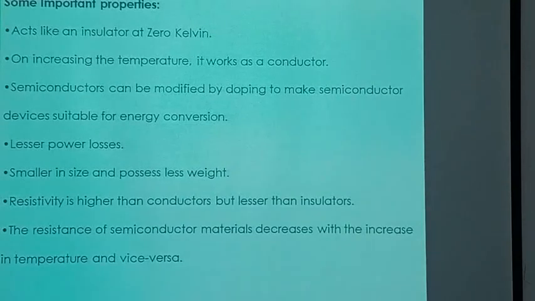So, some important properties of the semiconductor. It can act like an insulator at 0 Kelvin. On increasing the temperature, it can also act like a conductor. Semiconductors can be modified by doping to make extrinsic semiconductor devices suitable for energy conversion. It has lesser power losses. It is smaller in size and possesses less weight. Semiconductor resistivity is higher than conductors but lesser than insulators. The resistance of semiconductor material decreases with an increase in temperature and vice versa.